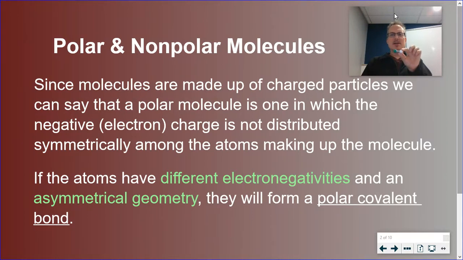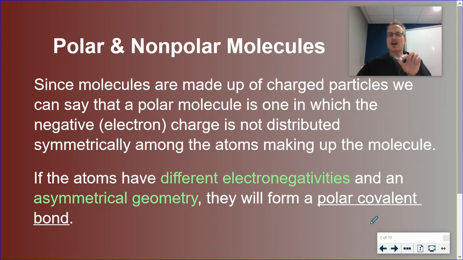Now, when we look at a model kit, it looks like every bond is shared evenly because the bonds are all the exact same. This is not truly what happens. So for polar to occur, one, the sharing's not going to be even, and two, it's also going to have an asymmetrical geometry.